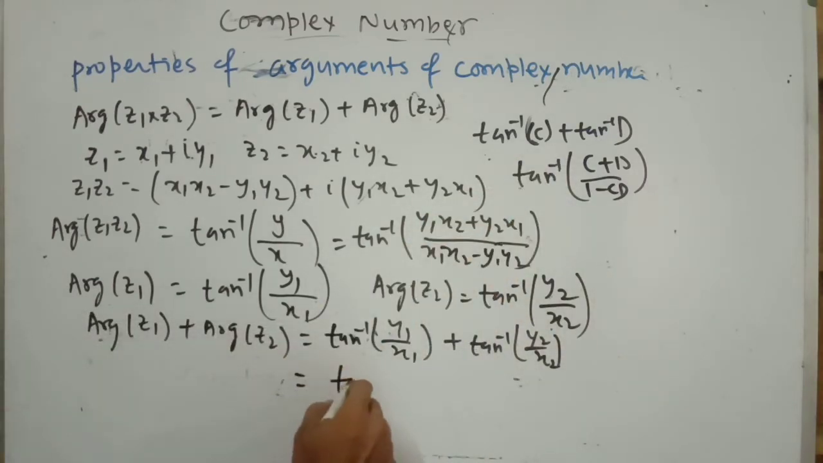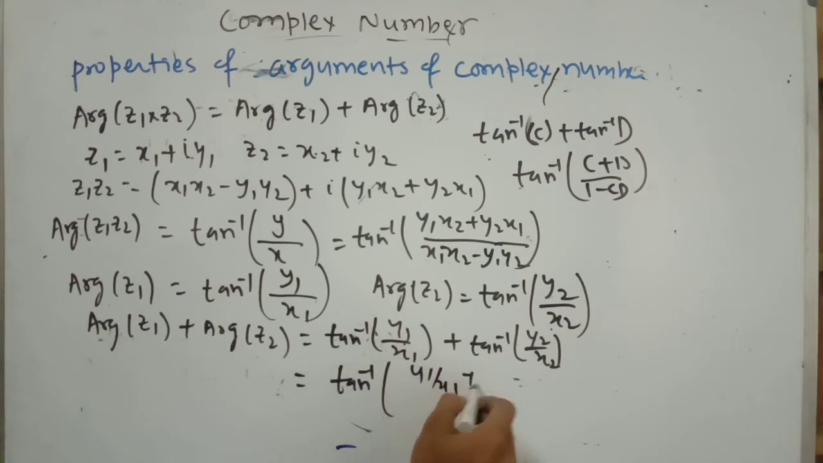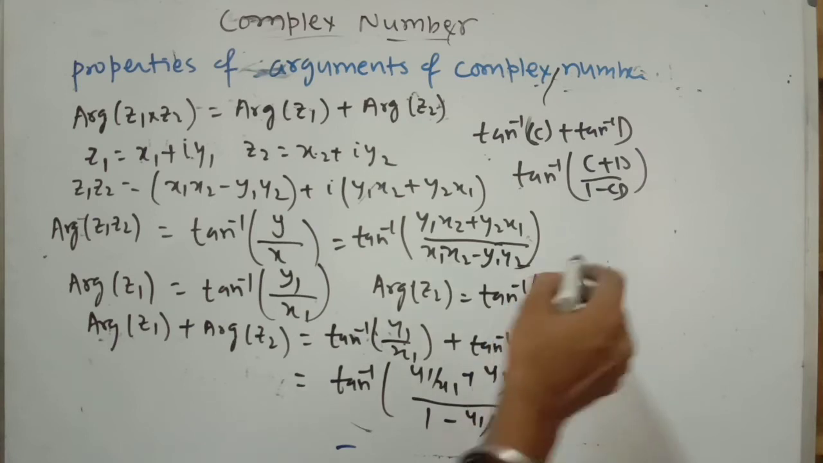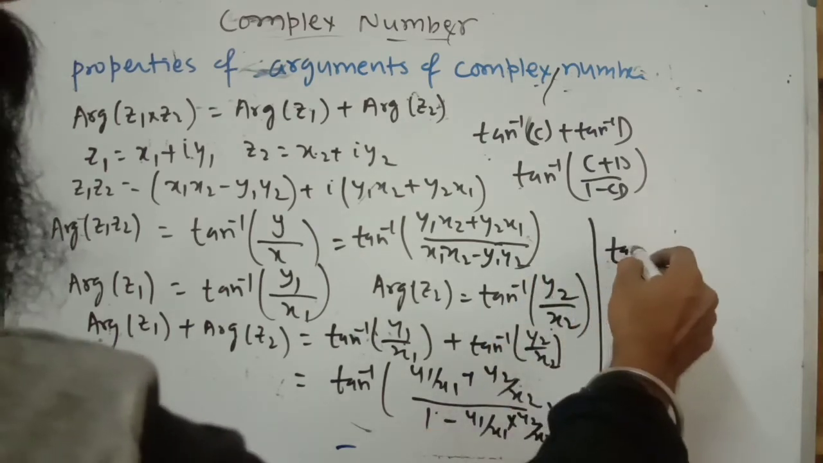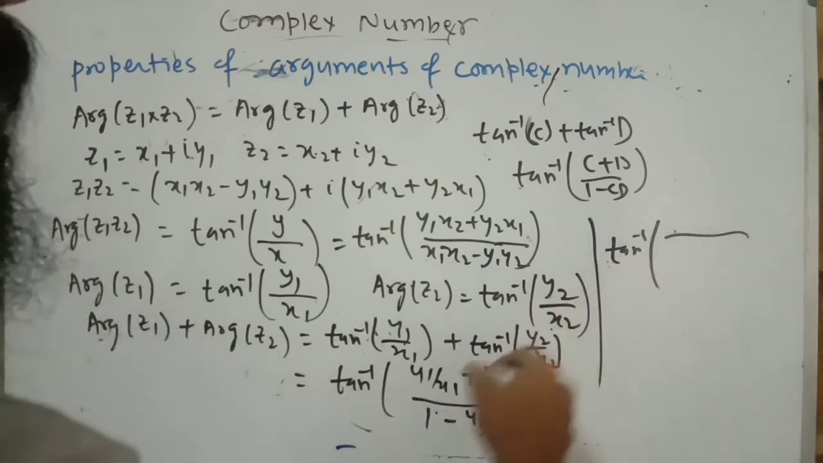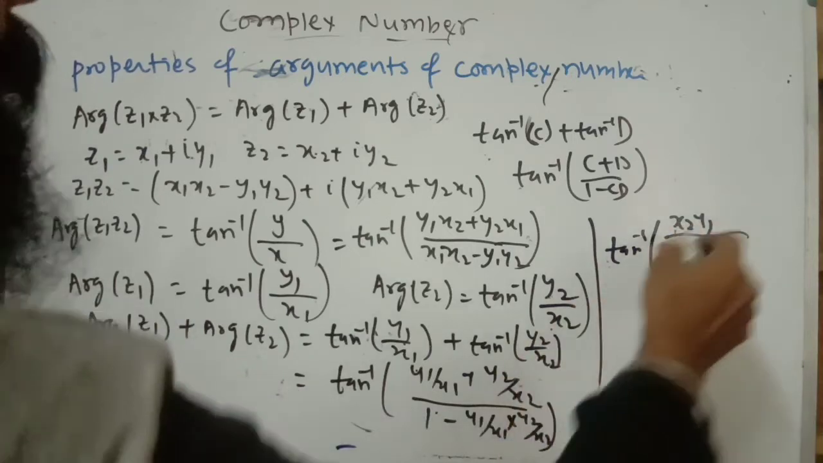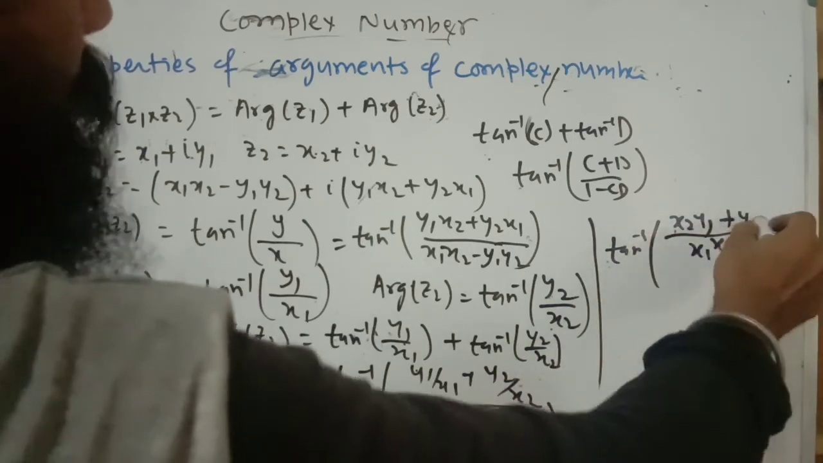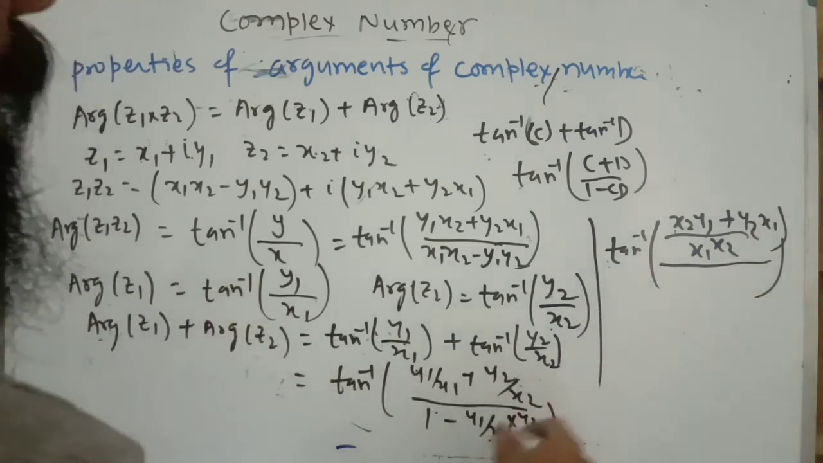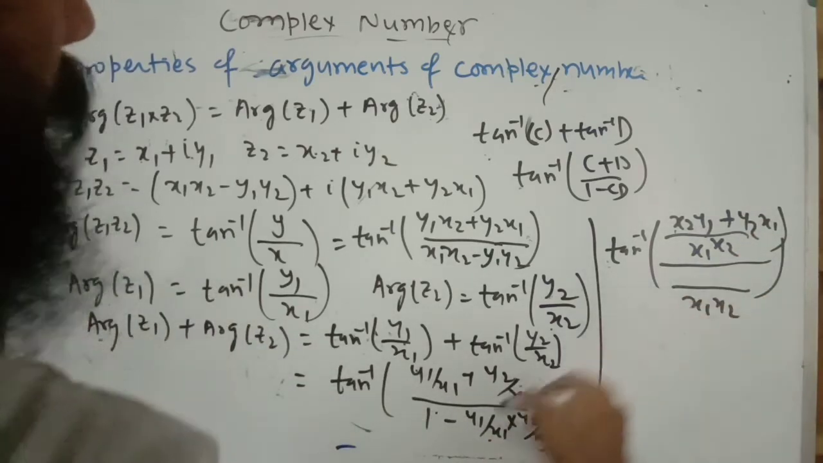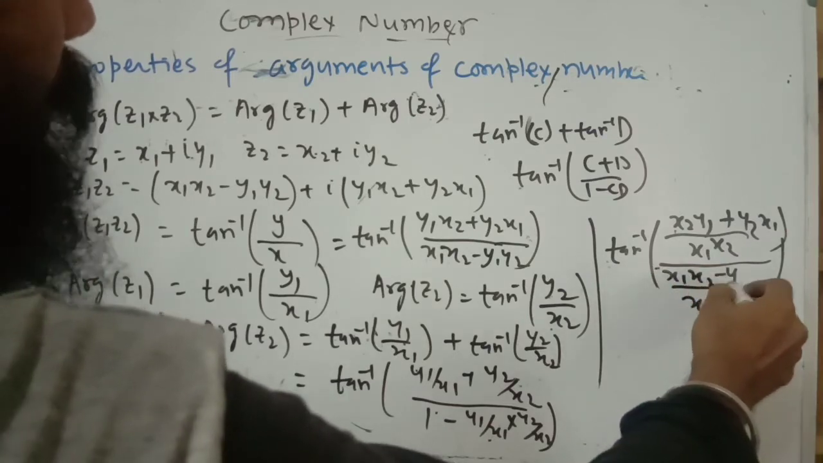So when you add these two amplitudes, consider this one is C and this one is D. So you can write (y1/x1 + y2/x2) divided by (1 - (y1/x1)(y2/x2)). After then when you solve this, tan inverse, take the LCM x1 x2, so this one becomes x2 y1 and this one becomes y2 x1. Similarly in the denominator take the LCM x1 x2, so here it becomes x1 x2 minus y1 y2.